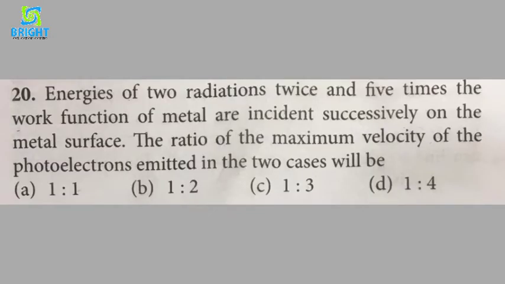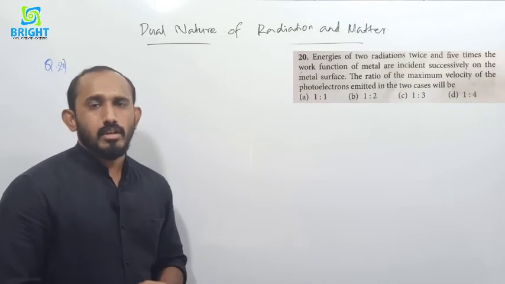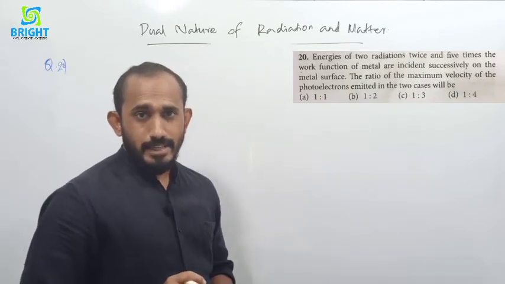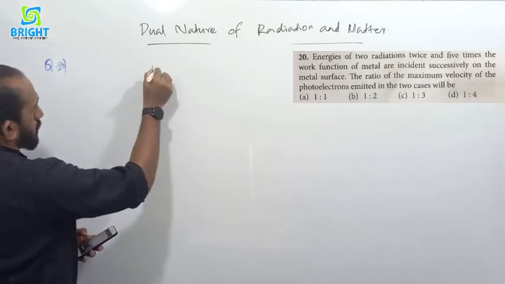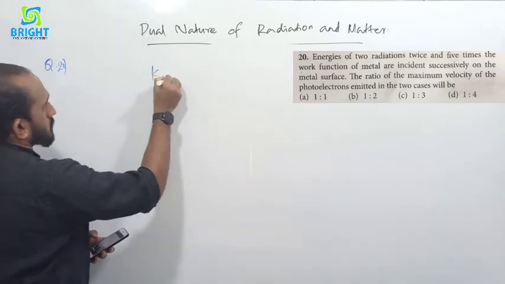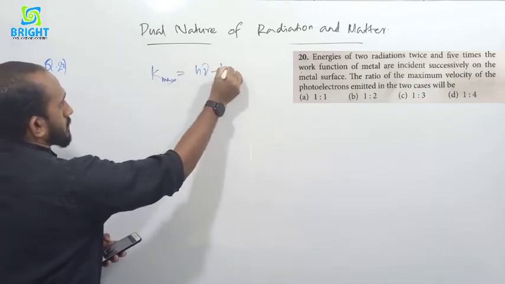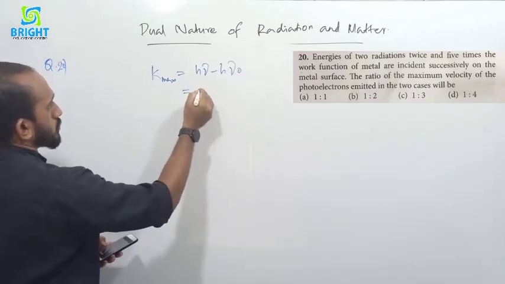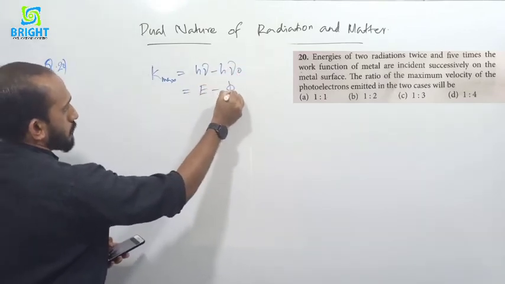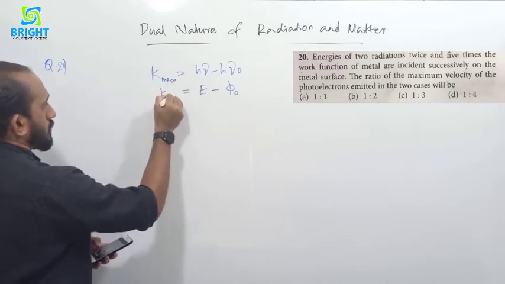A question is like this: energies of two radiations, twice and 5 times the work function of a metal, are incident successively on the metal surface. The ratio of the maximum velocity of the photoelectrons emitted in the two cases will be. To solve this question, we have to make use of Einstein's photoelectric equation. We have kinetic energy K max is equal to h nu minus h nu 0, that is, energy of the incident photon minus phi 0.